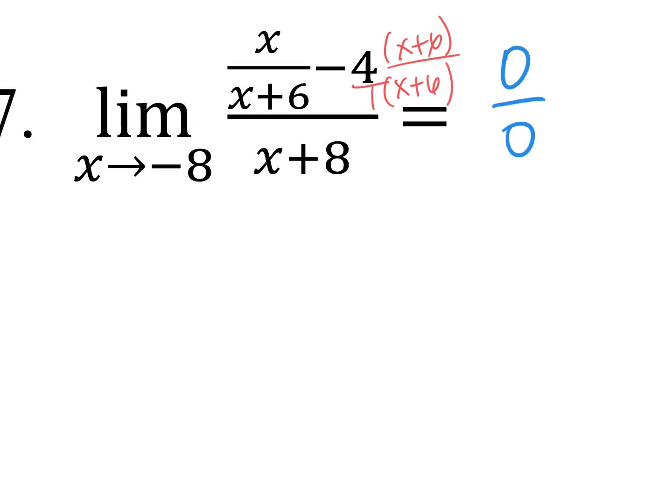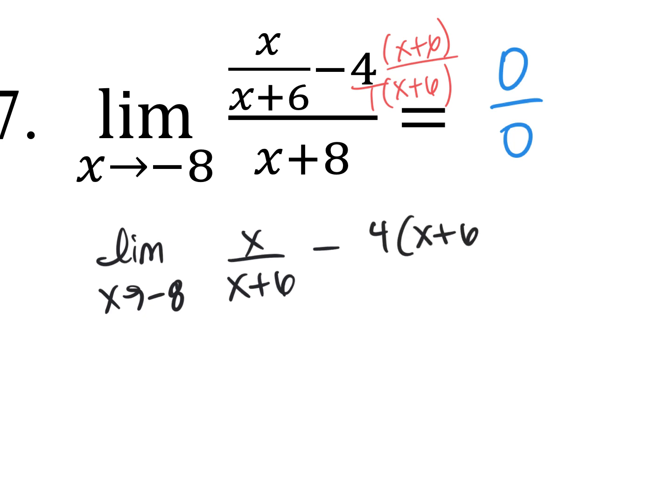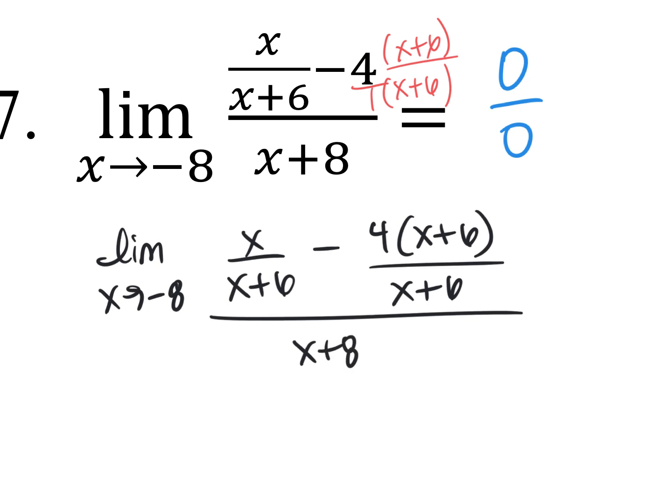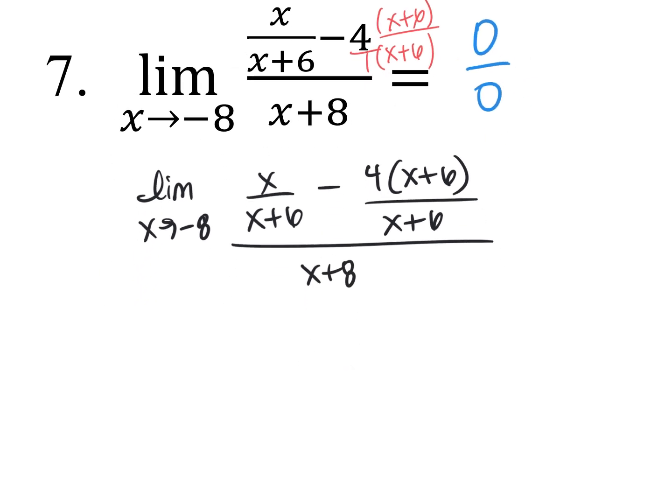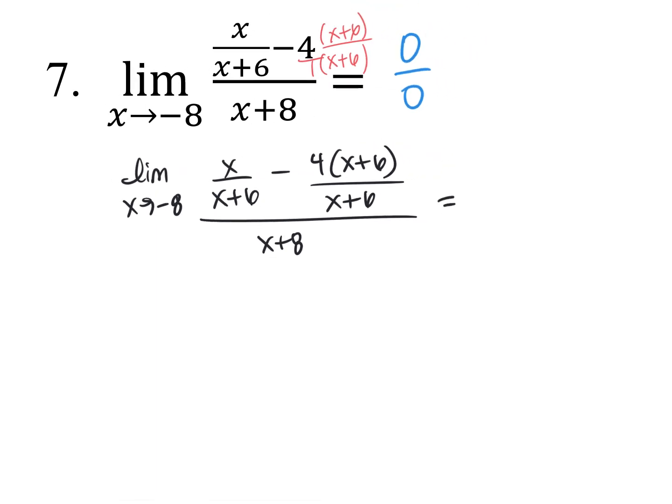Okay, so as we do that, we have to write the limit as x approaches -8. I'm going to leave the first part, x over x plus 6, minus 4 times x plus 6 over x plus 6. All that is over x plus 8. I tried to give you guys extra room on this one because it's long. Let's go distribute that top.